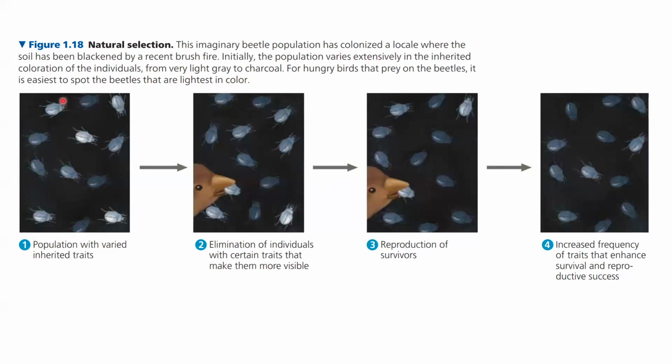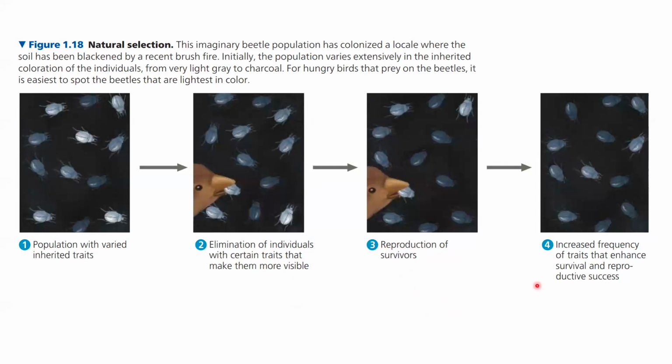So what happens is in the beginning, stage one of the figure, you have this variety of different colors of beetles. But their environment is essentially a dark environment as a result of a fire. And so the birds are able to visualize the light colored beetles more easily than the dark ones, because again, they're in a dark environment. The birds essentially start eating the light ones, as in elimination of individuals with certain traits that make them more visible. And then reproduction of survivors.